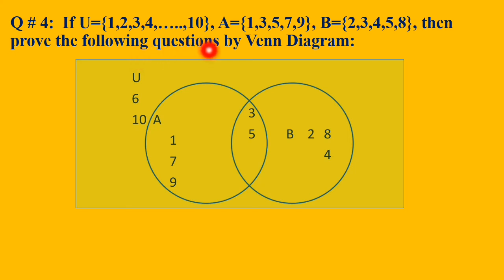Students, first of all, how will we write these numbers inside the Venn diagram, how do we represent these numbers through a Venn diagram? So our first step is to draw a rectangle. This rectangle is the representation of the universal set, while A and B are the subsets of this universal set. So A and B will be placed inside the universal set in the form of circles.